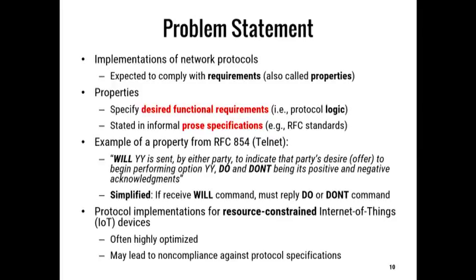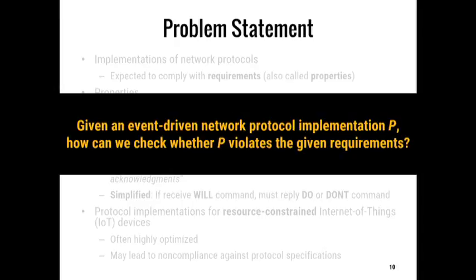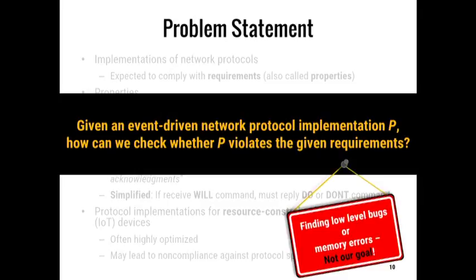Moreover, implementations that are targeted for resource-constrained devices, like IoT devices, are often highly optimized due to the underlying resource constraints of these devices, which may lead to non-compliances. So our problem statement goes as follows. Given an event-driven network protocol implementation P, how can we check whether P violates the given requirements? However, we do not want to find low-level bugs or memory errors in this work.